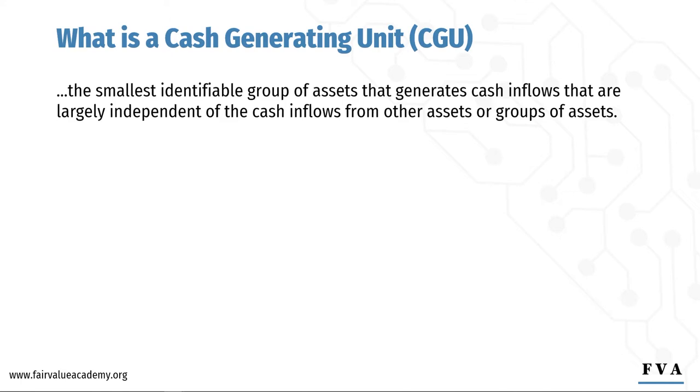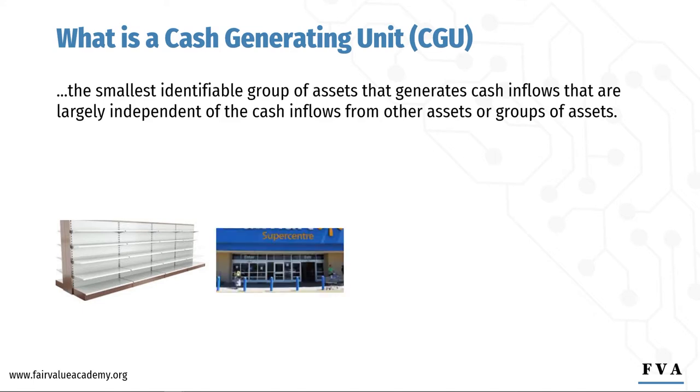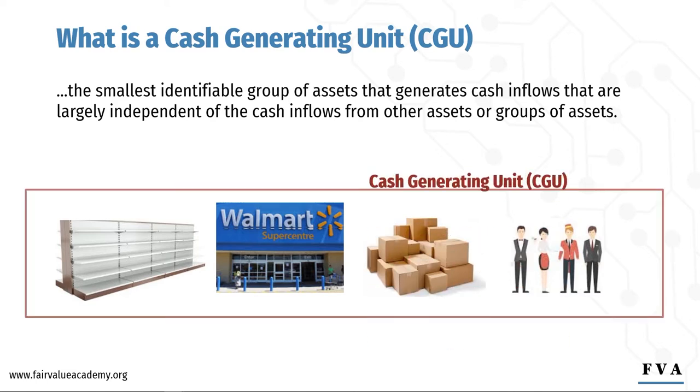Let's use the furniture and fittings of a retail store as an example. This furniture and fittings couldn't generate cash flows on its own. You would need a store, inventory, and staff. That is, you would need some level of working capital to start generating cash inflows. And you may even need a brand name to attract customers to the store, for example, the Walmart brand. This group of assets is a CGU.